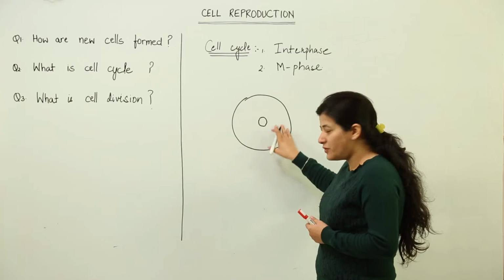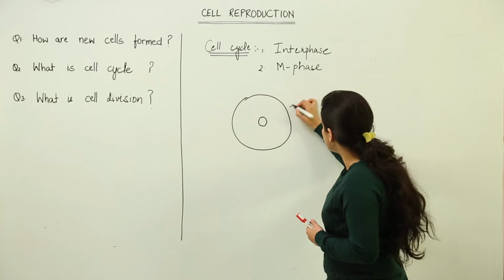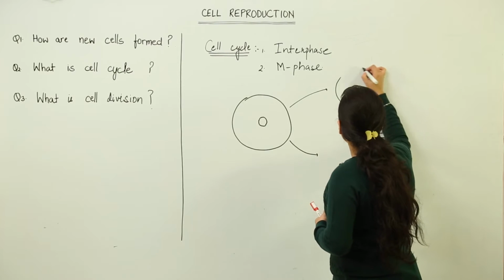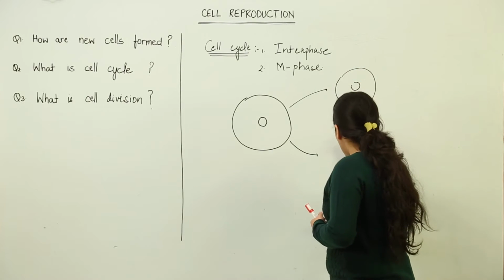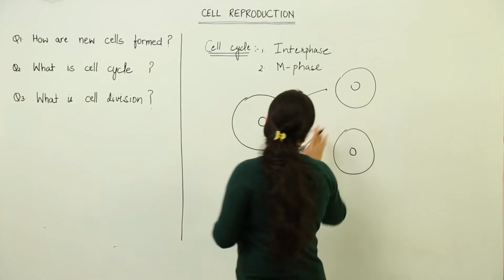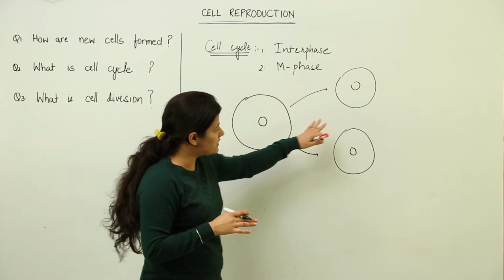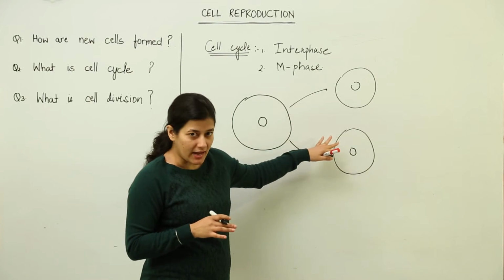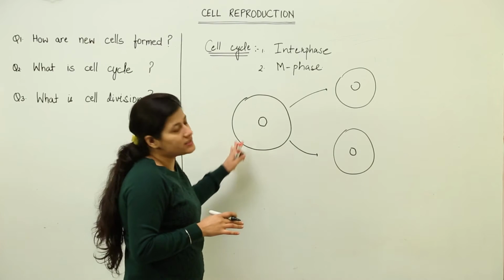So if this is the pre-existing cell, after a certain time, it is going to give rise to two similar cells. Alright. So this process basically is known as cell reproduction. Similar cells, as is this cell, a similar cell would be formed and there would be two cells. So this process is cell reproduction. It occurs under cell cycle.